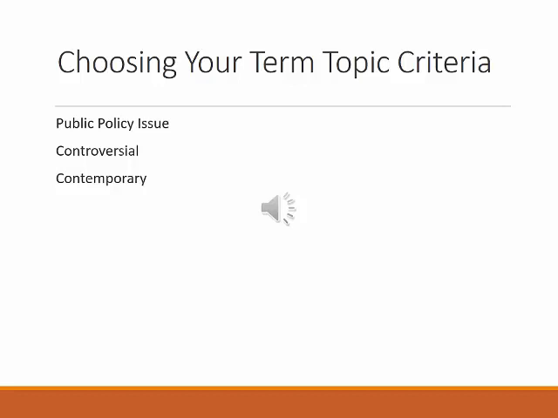So let's jump right in here. There's 3 criteria that your topic has to meet. First of all, it needs to be a public policy issue. Secondly, it needs to be controversial, which public policy issues mostly are. Pretty much all are controversial. And then it needs to be contemporary. So let's talk about what those 3 things mean.